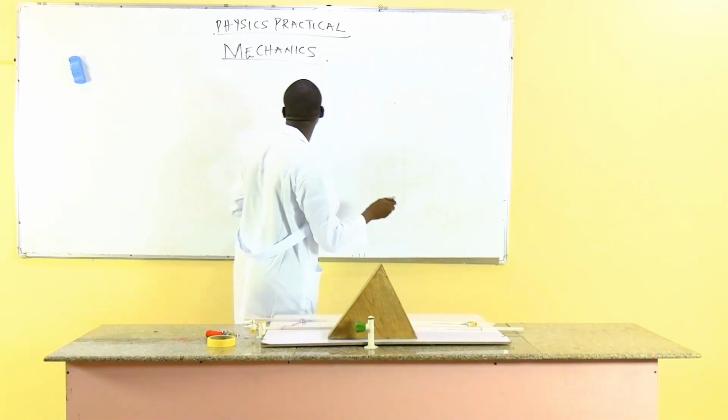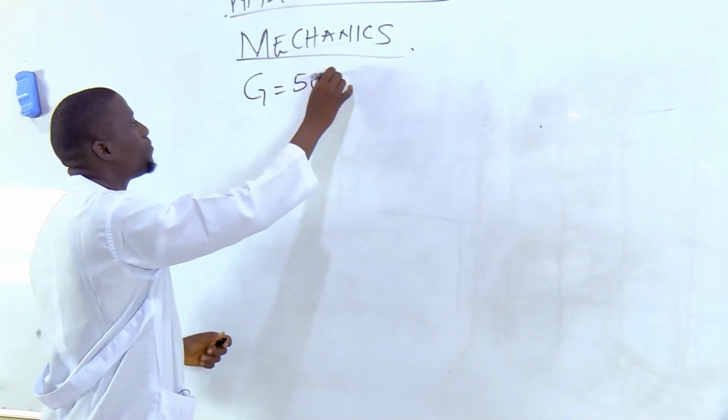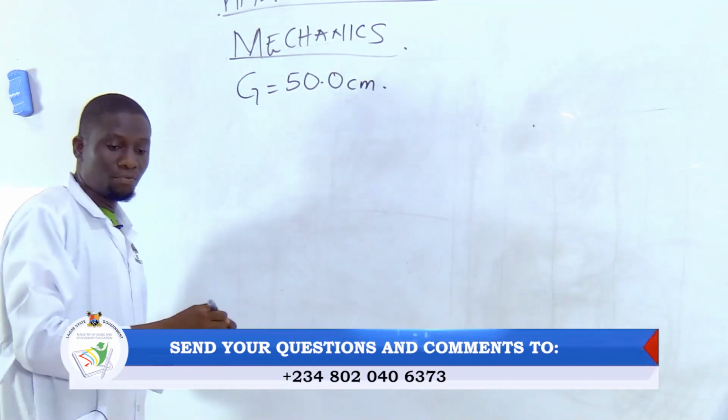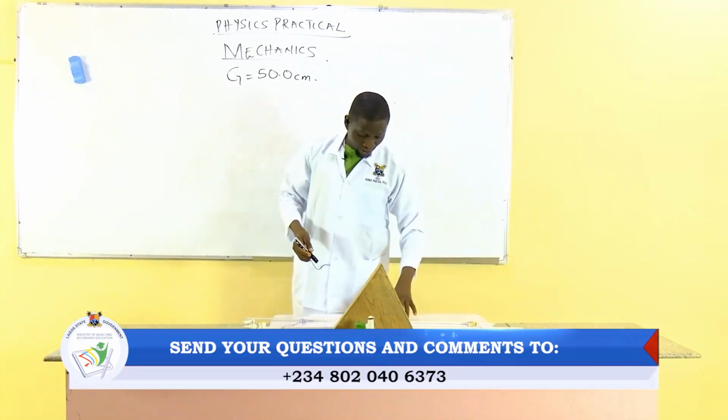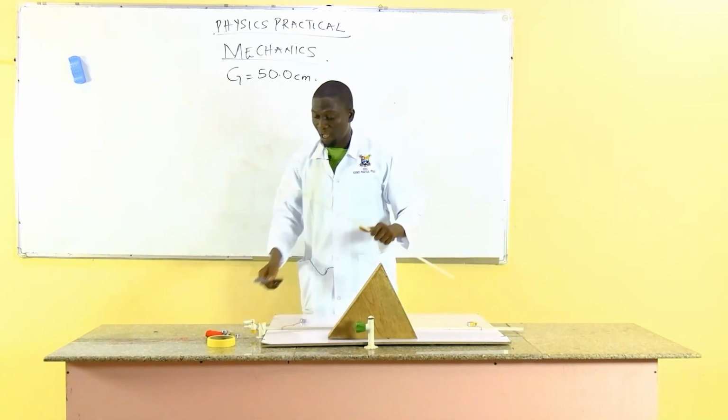First, you will record G equals 50.0 centimeter mark, because on this ruler we can have our value up to 1 decimal place. You can have 2 decimal places.